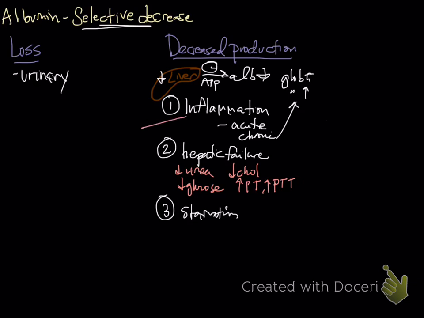Inflammation, of course, you need to look at your CBC for inflammation, for support, and I know you know how to do that, so I won't worry there. And hepatic failure, you're going to look at these other indirect liver function tests. Okay, now let's move on to urinary.